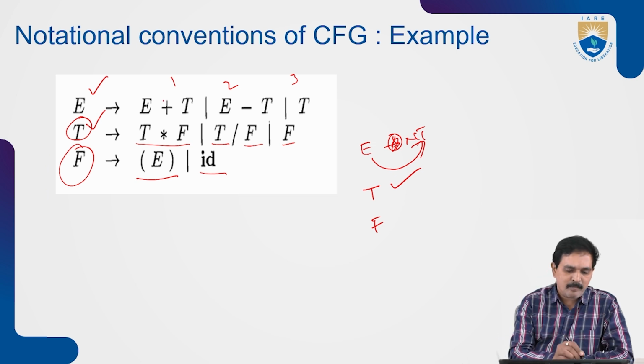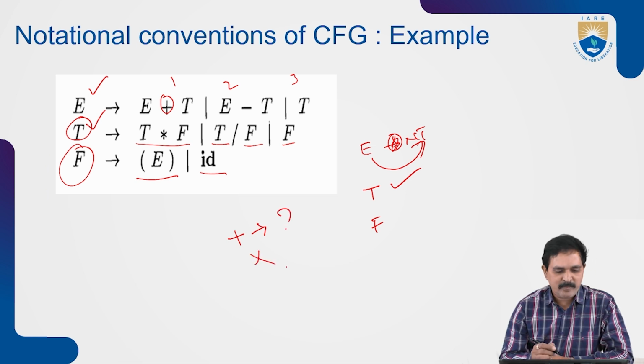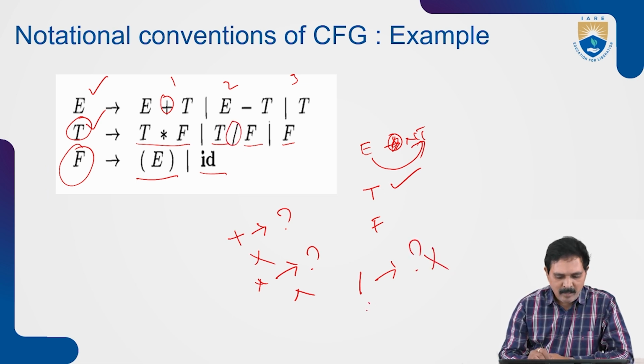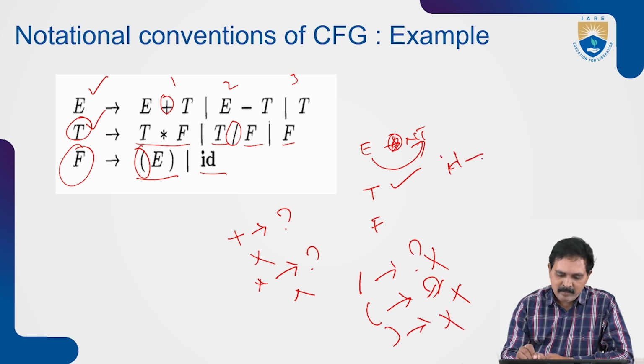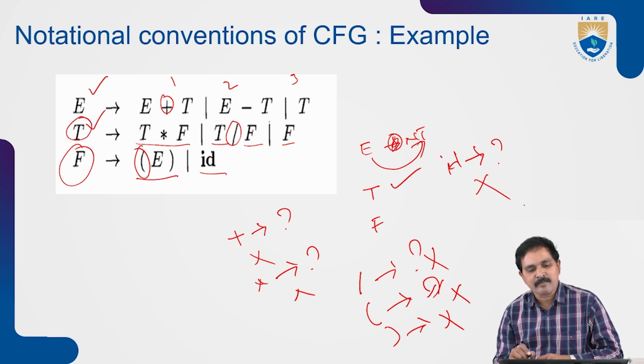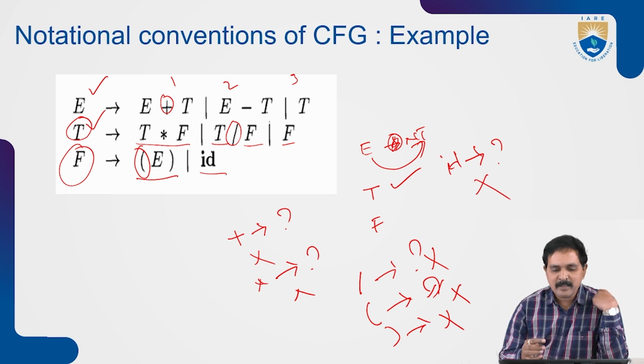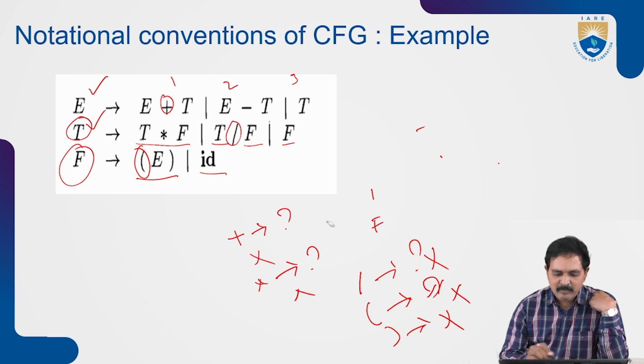What are the terminals? You can check plus. Plus implies anything? No. The plus symbol doesn't have any derivation. The star symbol doesn't have any derivation. The slash symbol, there is no derivation. The open parenthesis has no derivation, and the close parenthesis has no derivation. And even ID, any derivation? No, there's no derivation.